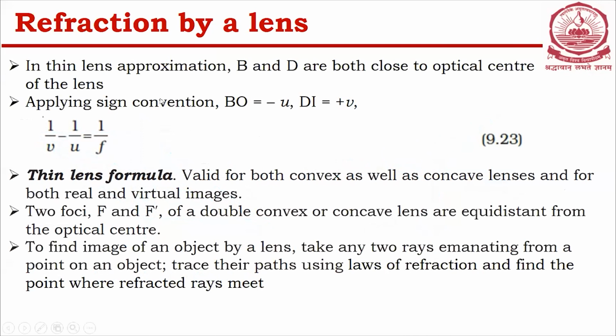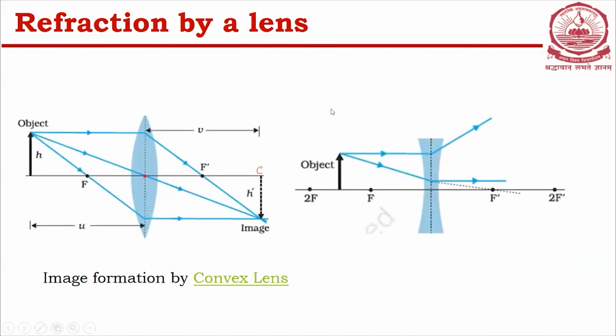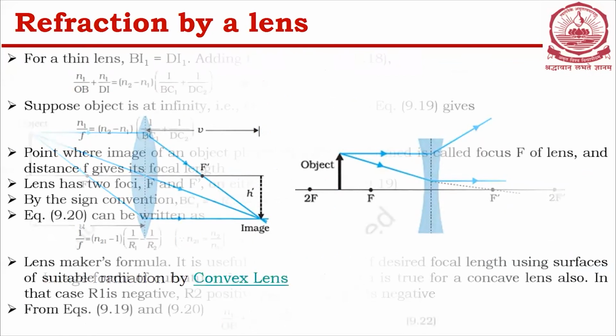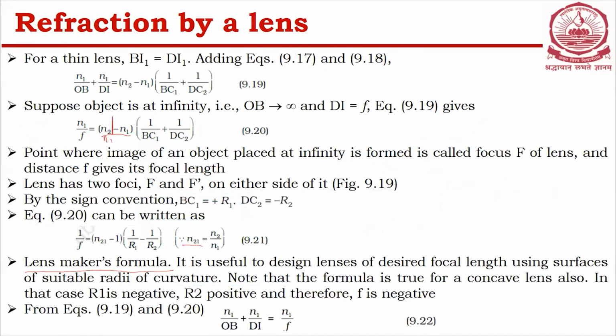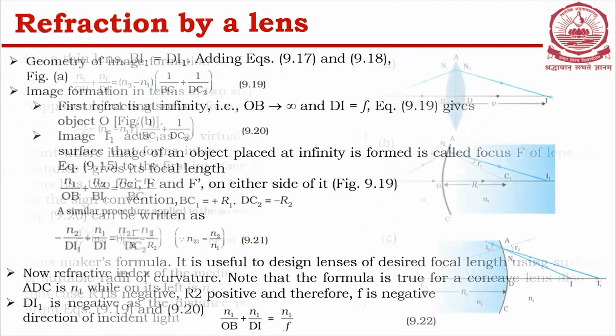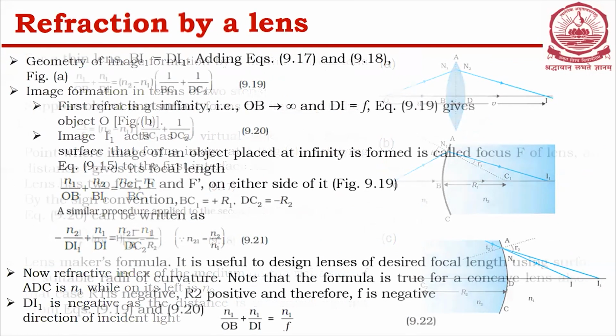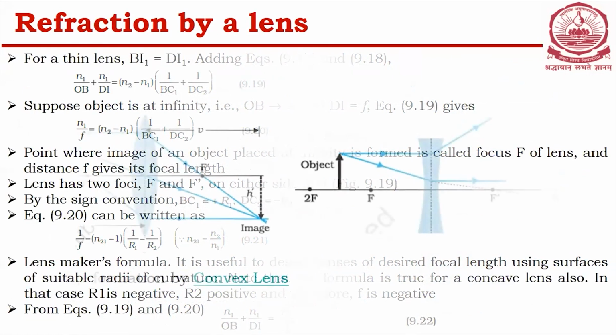In the thin lens approximation, B and D are close to the optic center of the lens. So BO and DO equal to minus u, and DA is equal to plus v. You can understand this from the previous diagram.